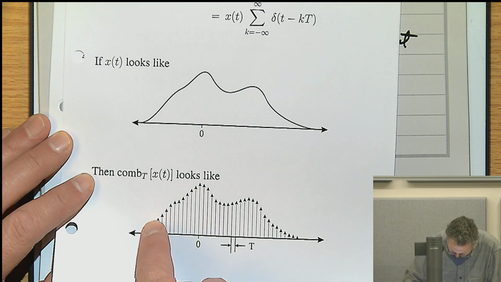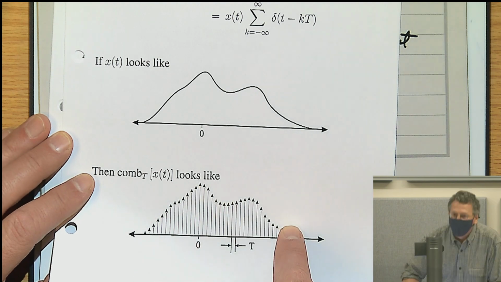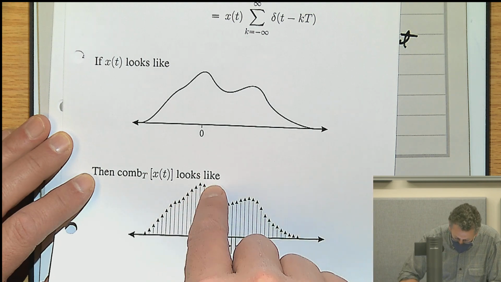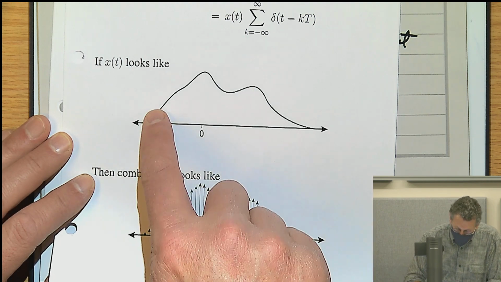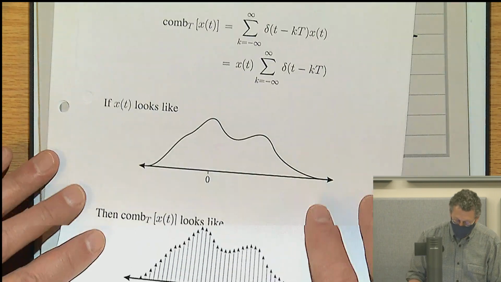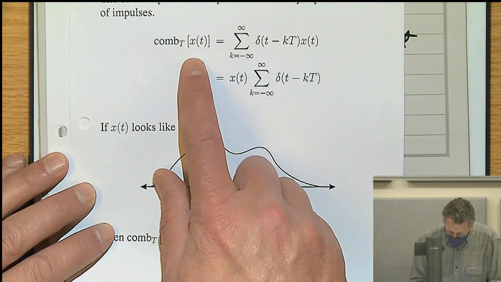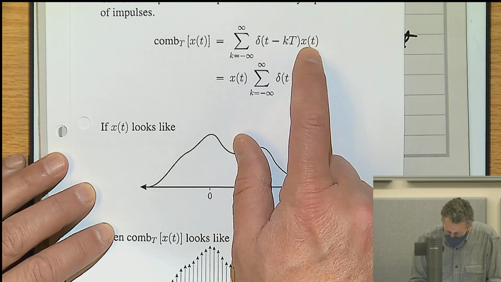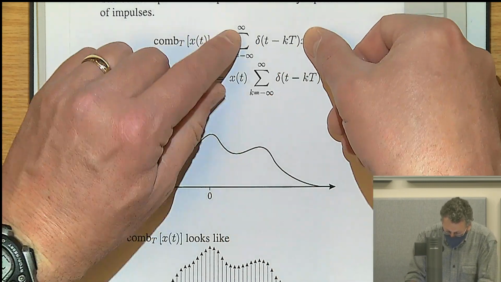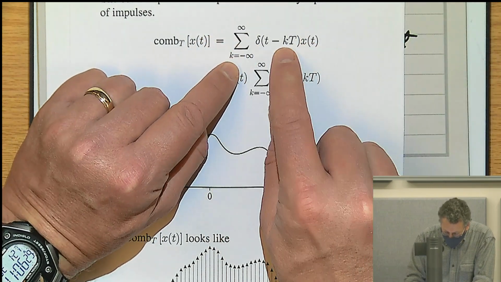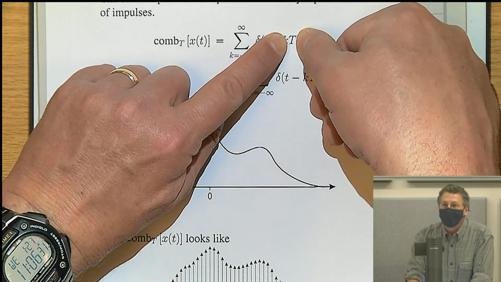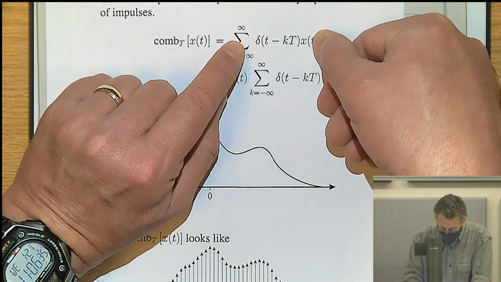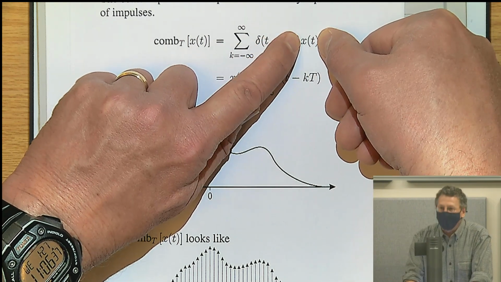So this comb actually has a shape to it, though. They're not all the same length, and the heights of the impulses are modulated by the signal. So the way we do that is we take x of t, and we modulate each impulse at each location, the kth location, where the impulses are separated by spacing T. We modulate them by x of t.